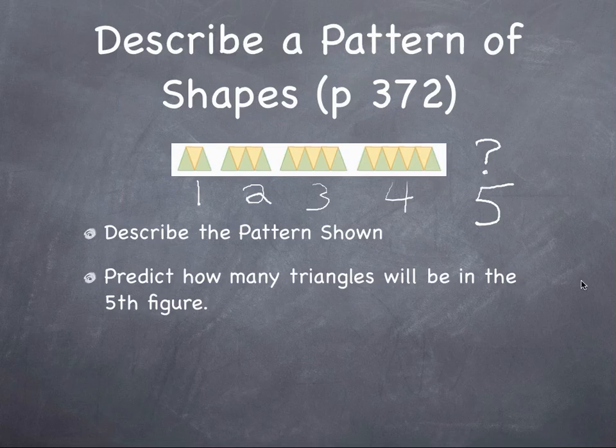Alright, so what I'd like you to do is take a second to think about any patterns you notice here. Do you notice any patterns between the yellow and the green triangles? Do you notice any patterns amongst the figure numbers and how many triangles there are? So figure 1 has 3, figure 2 has 5, and so on. So take a look at those patterns and see if you can think of them. Give yourself a second to just look at those patterns for a minute.